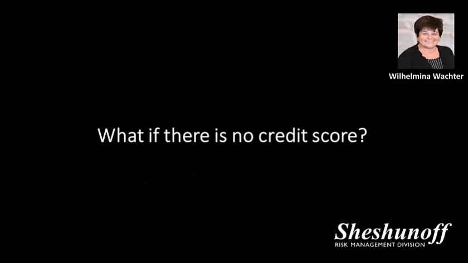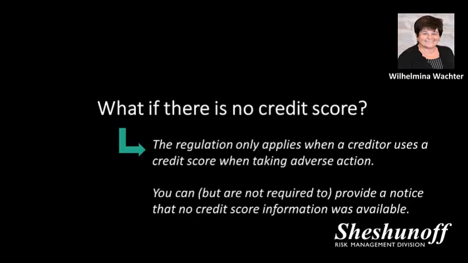But what happens when there's no score? In some cases, a lender may try to obtain a credit score for an applicant, but the applicant may have insufficient credit history for the consumer reporting agency to generate a score. The regulation only applies when a creditor uses a credit score in taking adverse action. The creditor cannot disclose credit information if an applicant has no credit score. Nothing prevents a creditor, however, from providing the applicant with a notice indicating that no credit score was available from a consumer reporting agency, although the regulation does not require you to send such a notice.